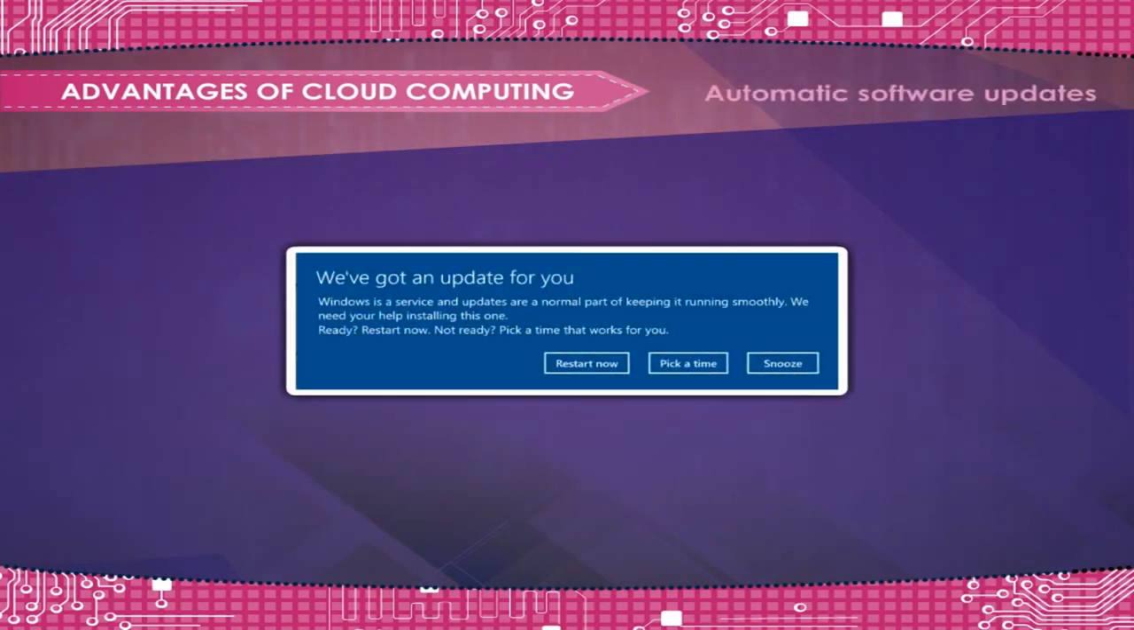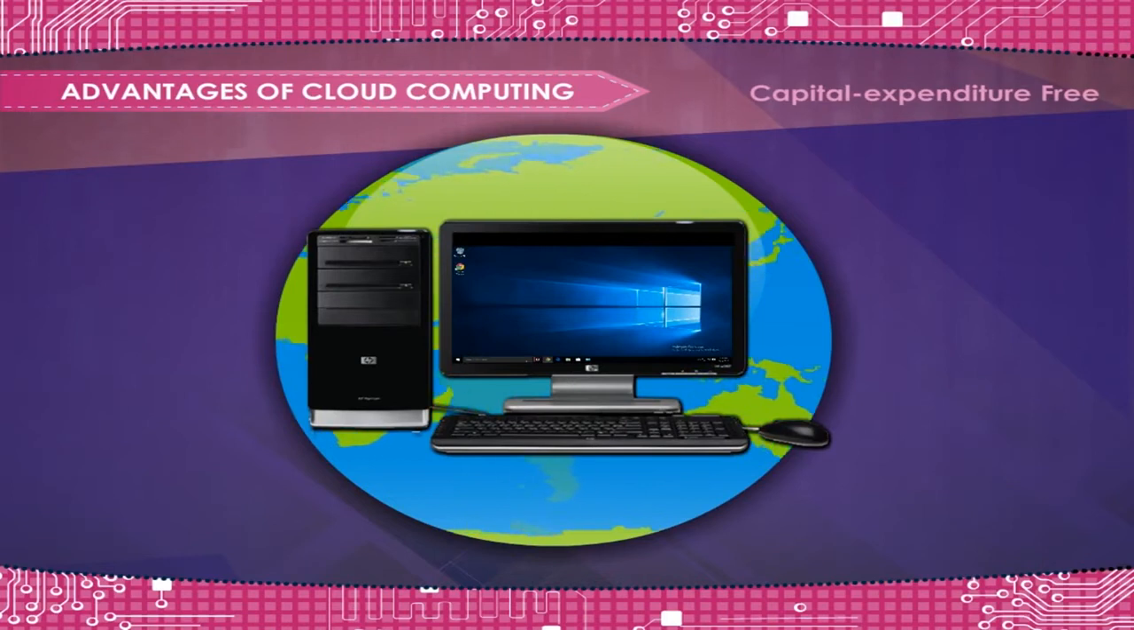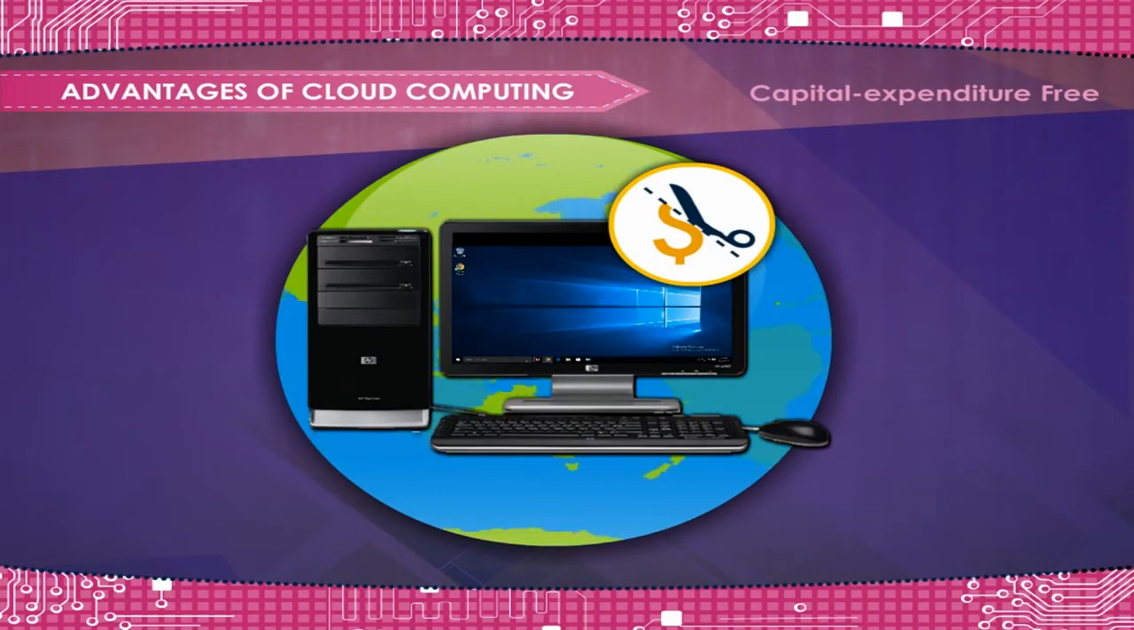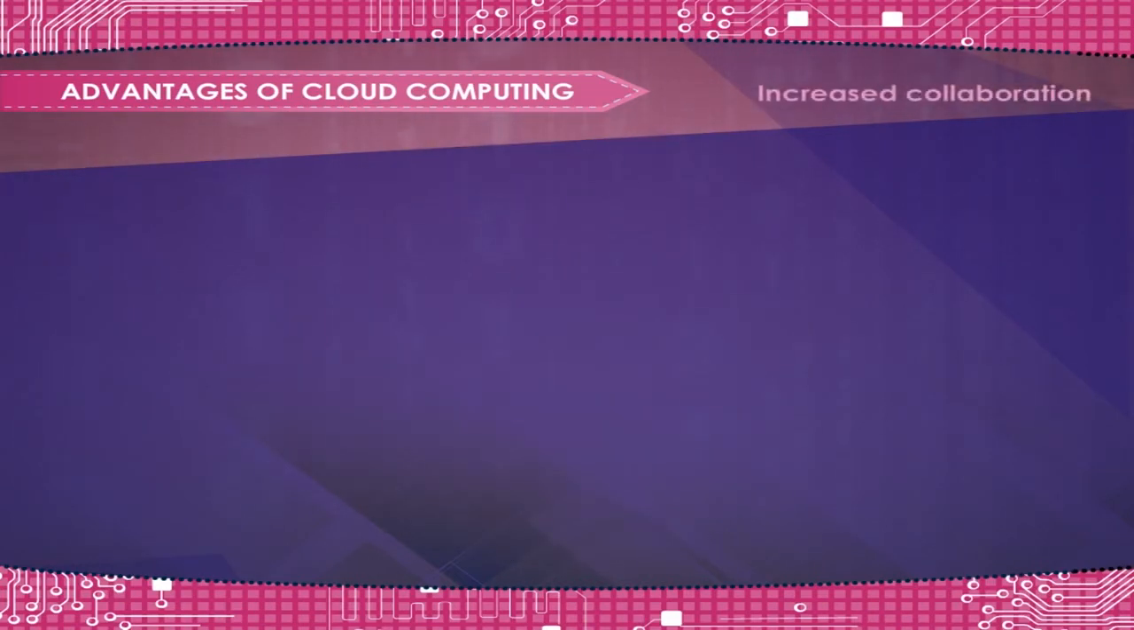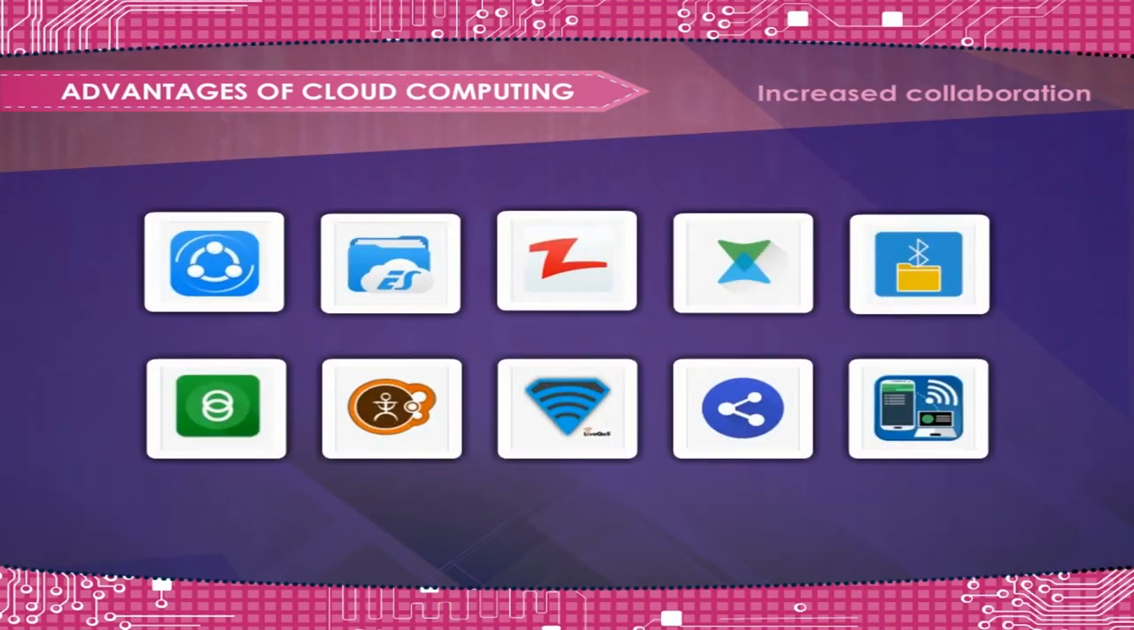Automatic software updates. Suppliers take care of them for you and roll out regular software updates, including security updates, so you don't have to worry about wasting time maintaining the system yourself. Capital expenditure free. Cloud computing cuts out the high cost of hardware. Increased collaboration. Cloud-based workflow and file-sharing apps help to make updates in real time and give full visibility of their collaborations.